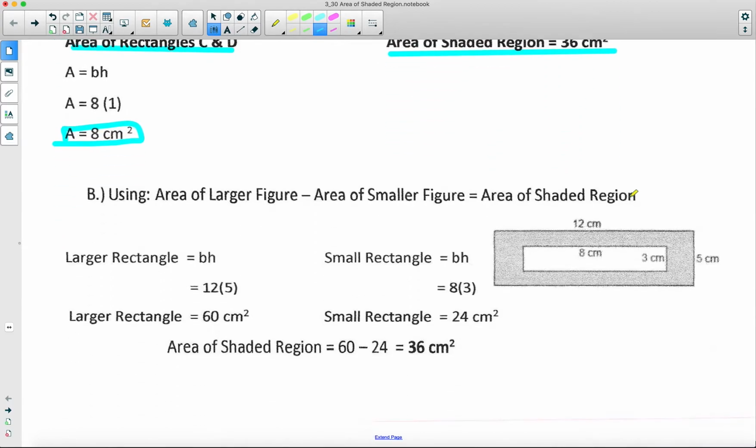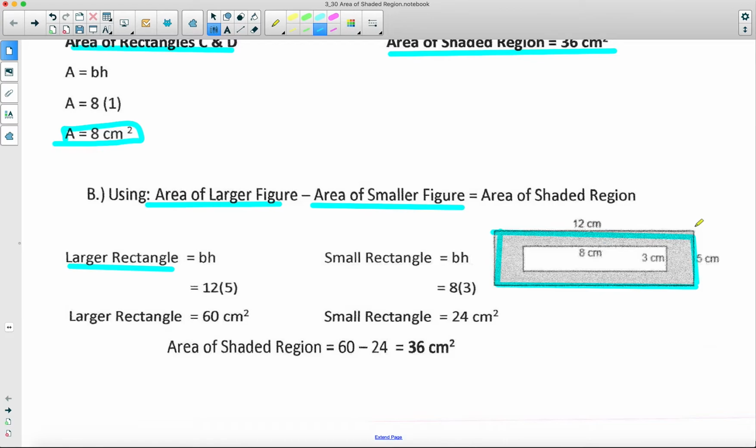If we're going to use that whole idea that the area of the shaded region is equal to the larger figure minus the smaller figure, we're not going to break it apart. We're going to look at it kind of as a whole picture. So what do you see here? When I look at this, I see a big rectangle with a small rectangle missing in the middle. So my larger figure is a rectangle. And here it is, this rectangle right here in blue.